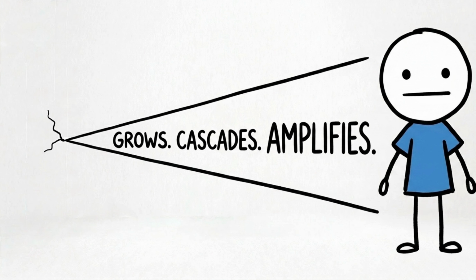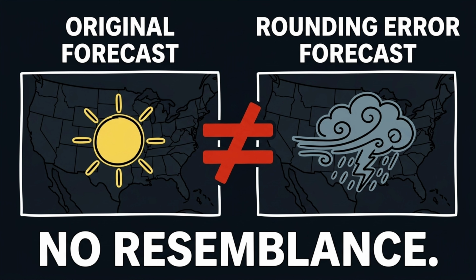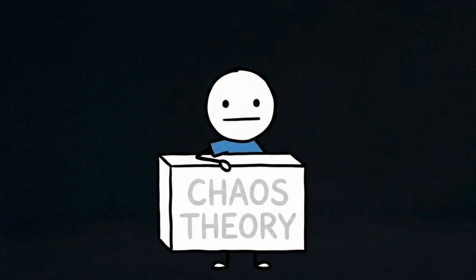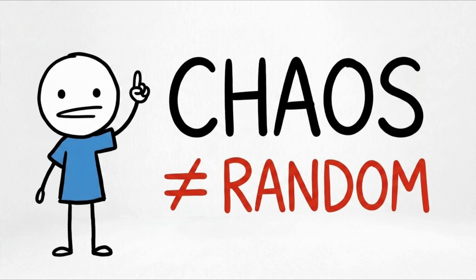The tiny rounding error had grown. Over time it had cascaded, amplified, and eventually produced a forecast that bore no resemblance to the original. That discovery became the foundation of chaos theory. Here's what chaos theory actually says, and it's important to get this right because it's often misunderstood.